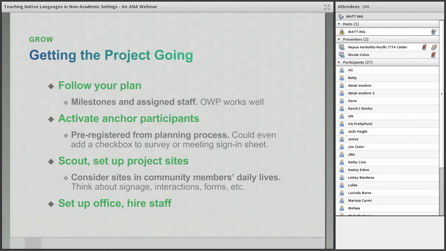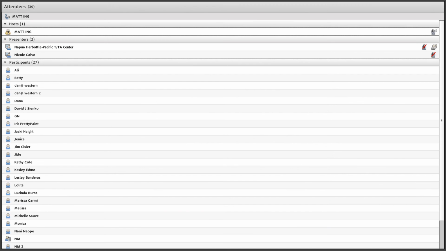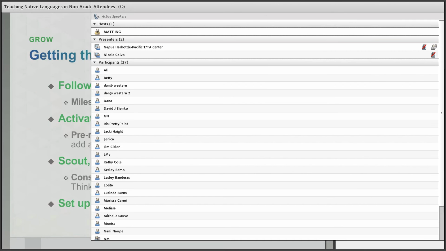You gotta follow your plan. The milestones is really important. The OWP is really good for this, but I know a lot of you hate putting a OWP together, but the reality is the OWP really, really works well in this type of situation to follow your plan. Activate your anchor participants. In other words, you have to start looking at the participants that you know will be very much involved with the program, who are very excited about the program. You have to look at all of that.